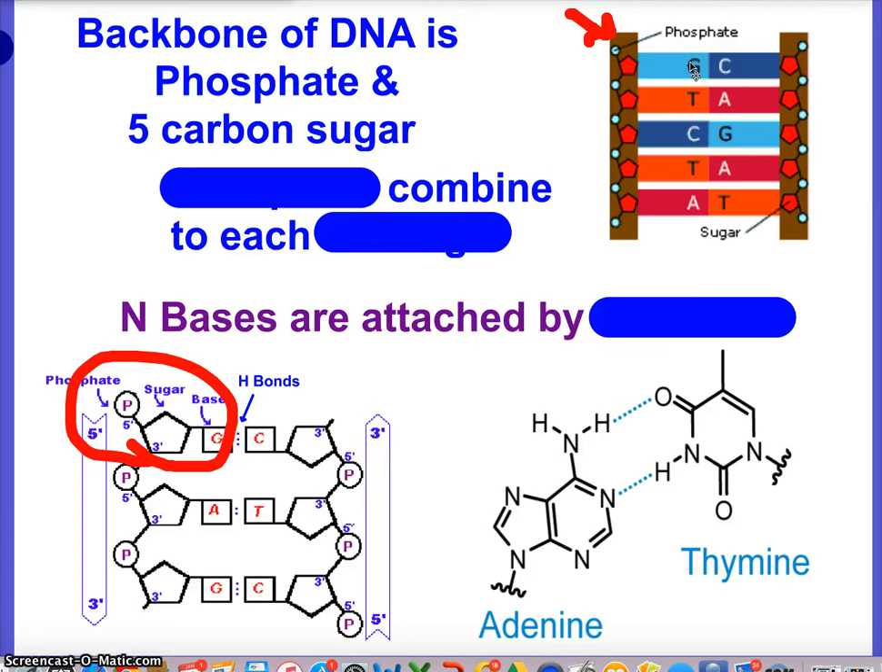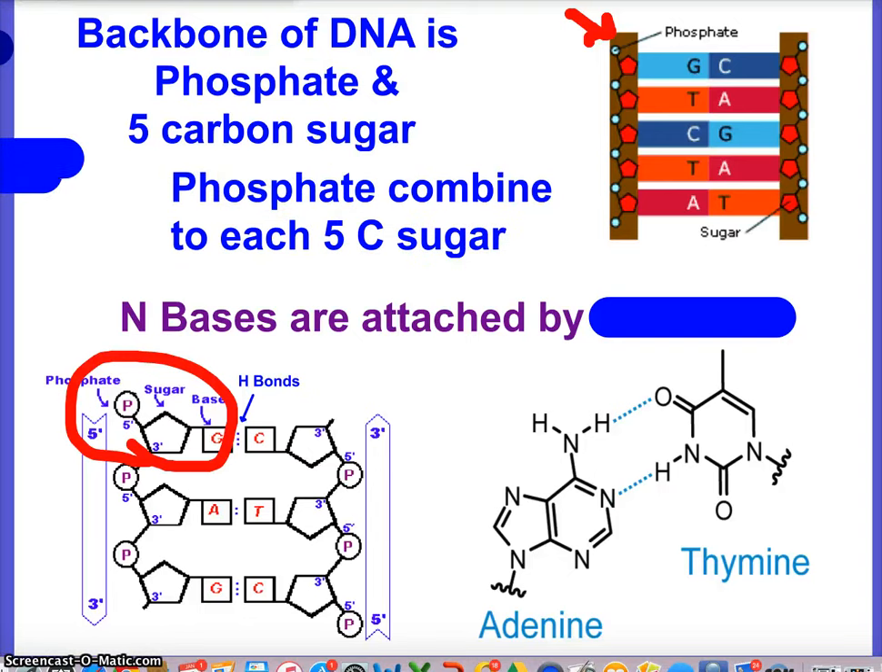Now, how does phosphate and 5-carbon sugar connect? How does one nucleotide connect to another? How does one nucleotide on one side of the ladder connect to another? Look at the picture. Don't guess. Look at the picture. How does one nucleotide on one side of the ladder connect to another? Phosphates combine to each sugar. So you've got phosphate sugar connected to another phosphate sugar, right?